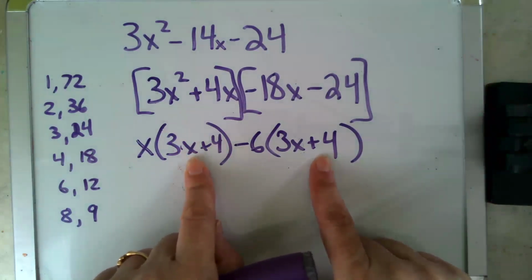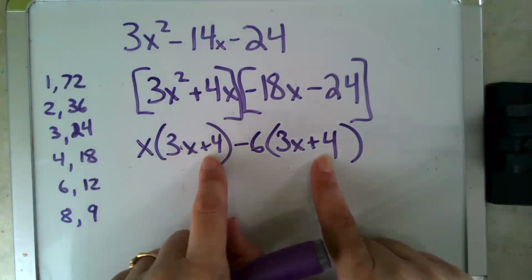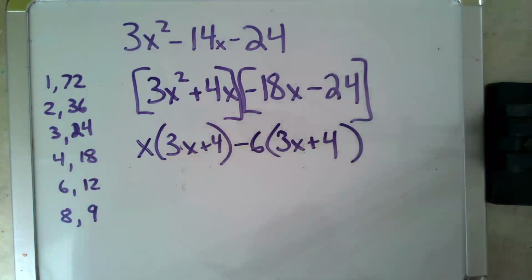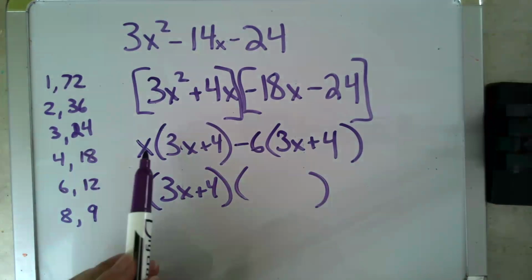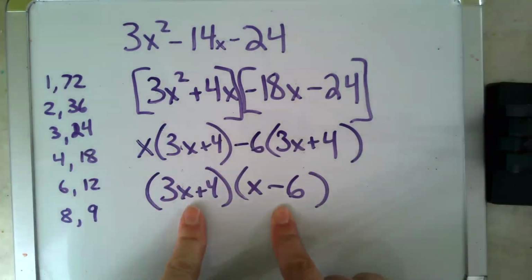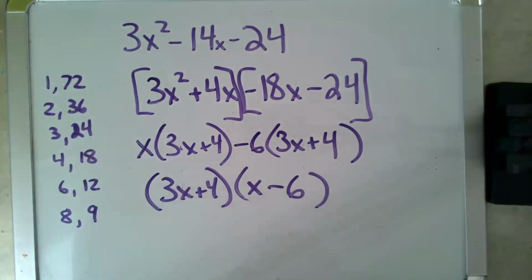Because now our final step is we have this term, which contains a 3x plus 4, and this term, which contains a 3x plus 4. So we factor 3x plus 4 out of both terms. And we're left with an x from this term and a minus 6 from this term. And that is the full factorization of this using the x method, factoring by grouping.